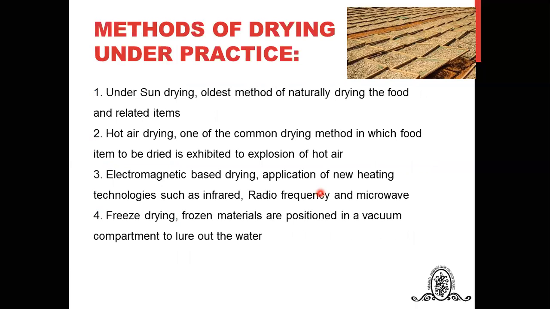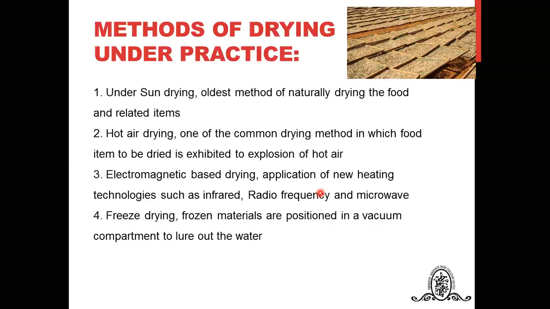Methods of drying under practice. We generally use the drying process for the drying of different food material. In daily life, we use the sun drying process. It is the oldest method of naturally drying food and related items. Then hot air drying is also used for the drying of food material. It is one of the common drying methods in which the food item to be dried is exposed to hot air.